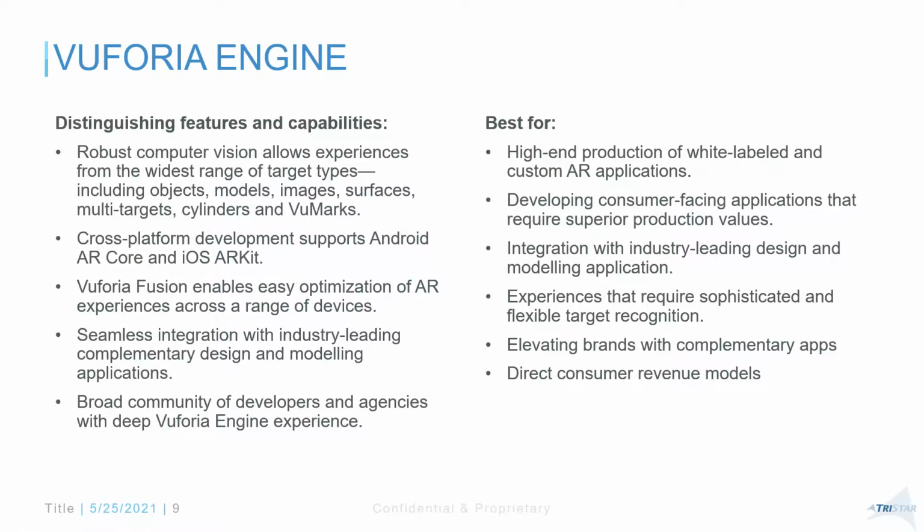Now, Engine is a robust computer vision, allows experiences from the different types of targets. So Studio, you can do Vumarks, you can do barcodes, you can do model targets. However, Engine does give you the ability to use more targets, such as objects, models, images, surfaces. You can do multi-targets, you can do cylinders, and also customized targets that are called VuMarks.